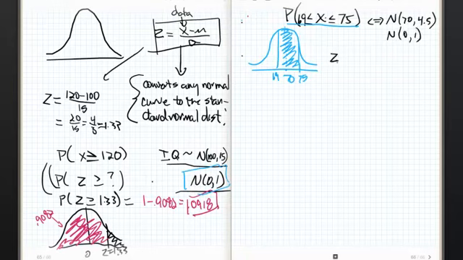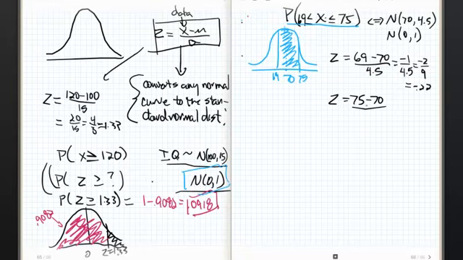All right, so all I do is I go z equals (69 minus 70) divided by 4.5, which is what? Negative 1 over 4.5, right? Which is what? Negative 2/9, affectionately known as negative 0.22. I think that's right. And then z equals (75 minus 70) over 4.5, which is 10/9, affectionately known as 1.11.